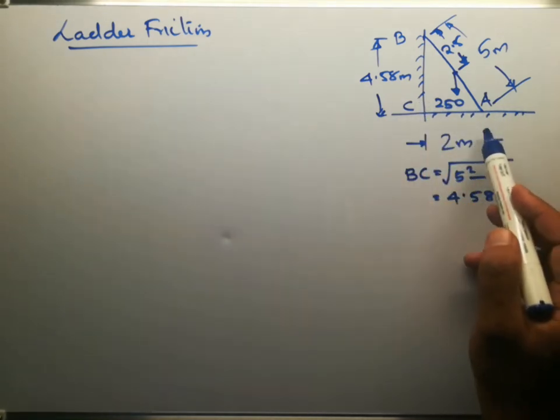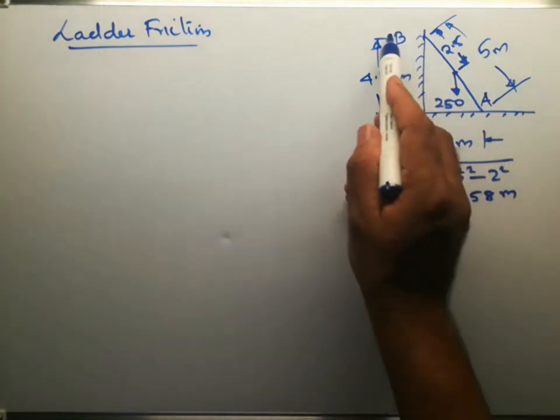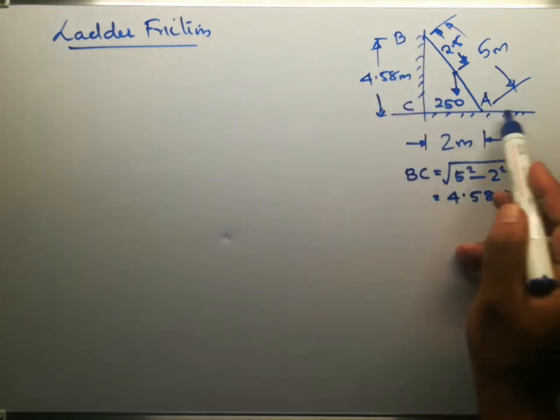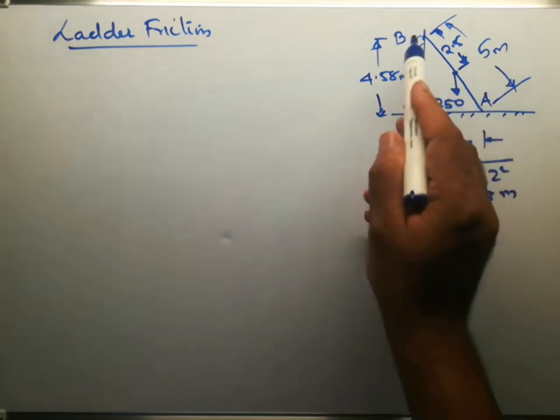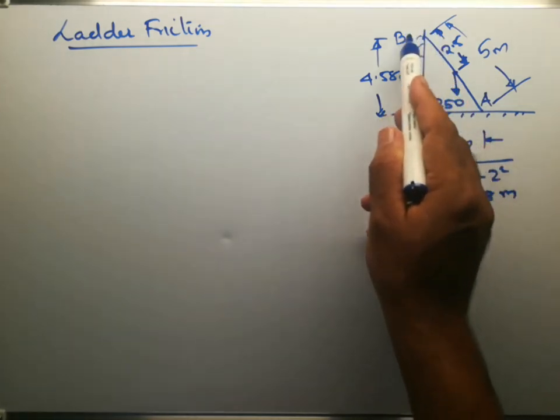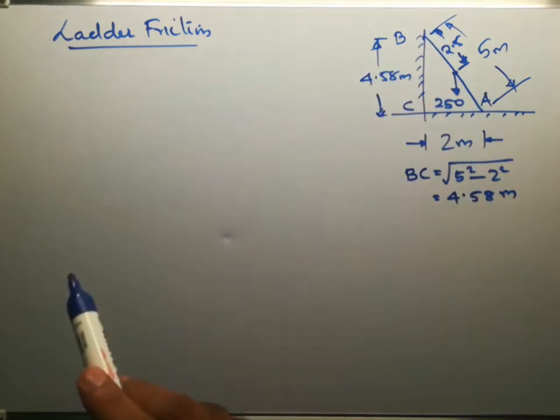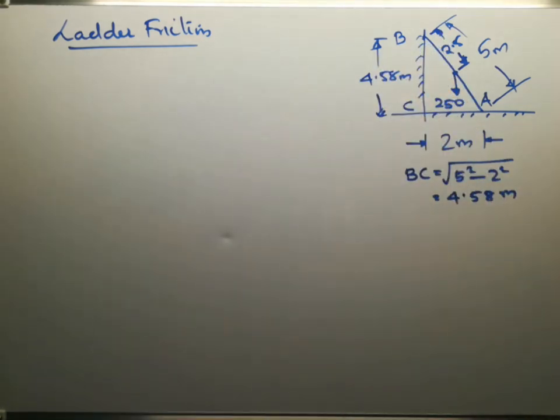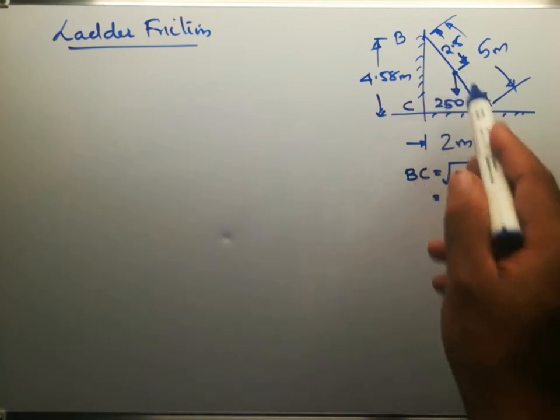The forces acting on the ladder are the weight of the ladder, given as 250 Newton, and the other forces will be the reaction at point A, the reaction at point B, and a frictional force acting at point A. As it is given that the wall is smooth, we need not consider friction at B. So these are the forces acting on the ladder.